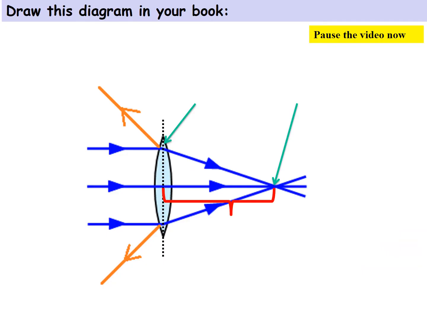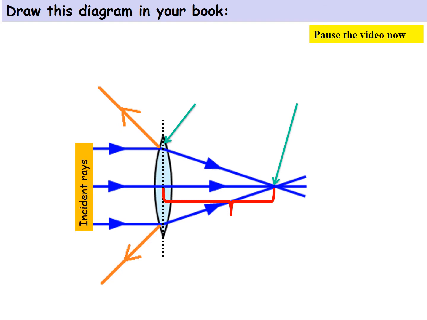So, pause the video, draw that diagram, and can you label, first for me, the convex lens and the focal point? Should be able to do that from about 2 seconds ago. So pause the video and draw that diagram for me and label the two arrows.